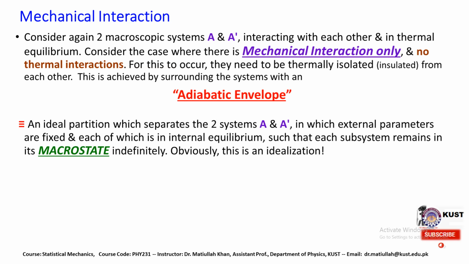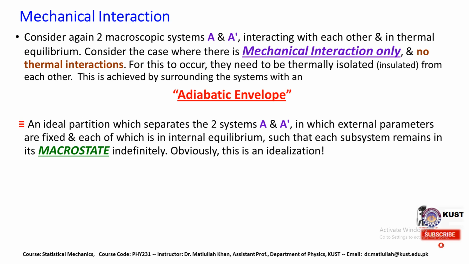So now we are coming toward the mechanical interaction, and for this mechanical interaction we consider two macroscopic systems A and A dash interacting with each other and in thermal equilibrium. Consider the case where there is a mechanical interaction only, no thermal interaction. In this case energy is not exchanged, only the mass is exchanged. So this is sort of only mechanical interaction.